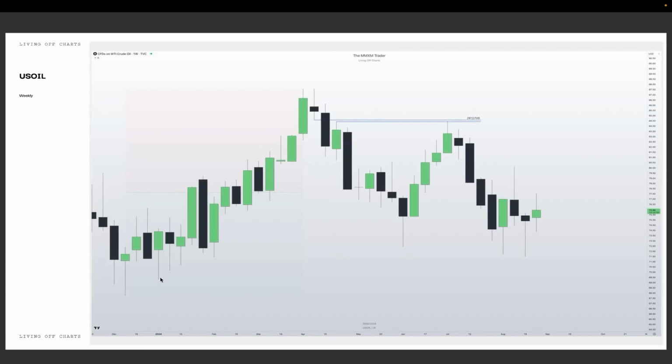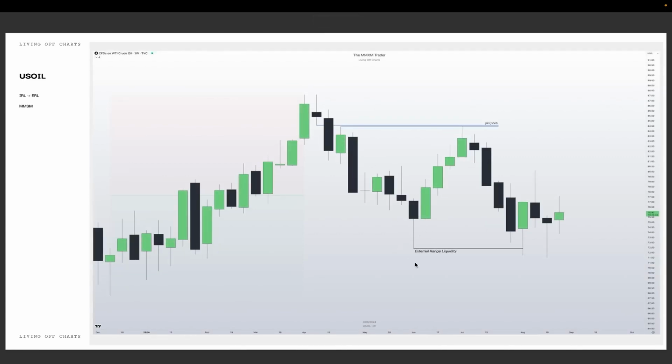The weekly chart here, dealing range low here, dealing range high here. Everything above this is a premium. We have a weekly fair value gap here in premium, so this is our key level to trade off of. External range liquidity here, so internal to external.